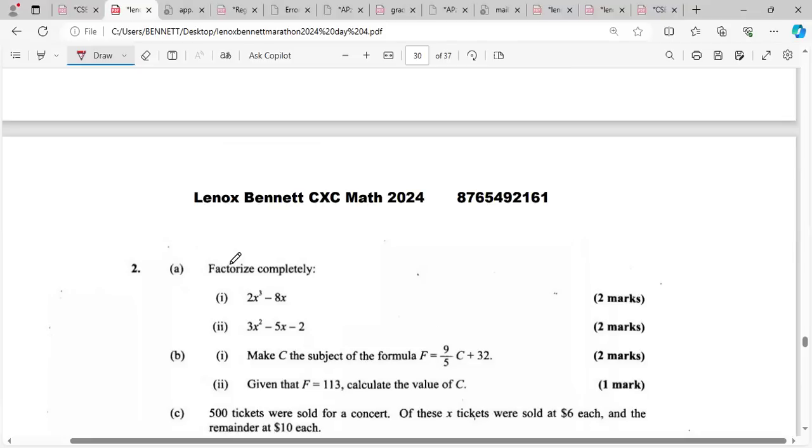Alright? So factorize 2x to the third minus 8x. Factorize 3x squared minus 5x minus 2. And for this one, make c the subject of the formula. Let's do the first two here, guys, because I don't want to go much over 9 o'clock.